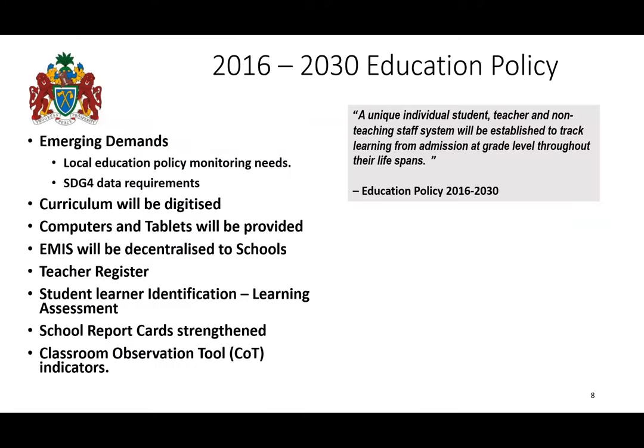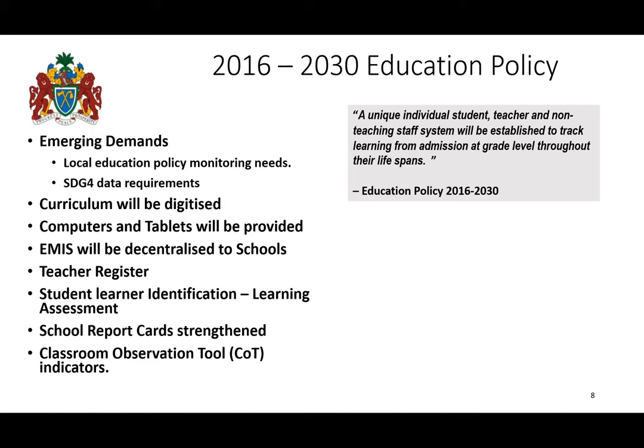And this current policy, the 2016-2030, has a specific statement that says that we must have unique individual IDs in the EMIS data. This is something that we have wanted over the years, and right now you could see that we are beginning to start implementing it with this collaboration with DHIS2 and HISP West Africa.